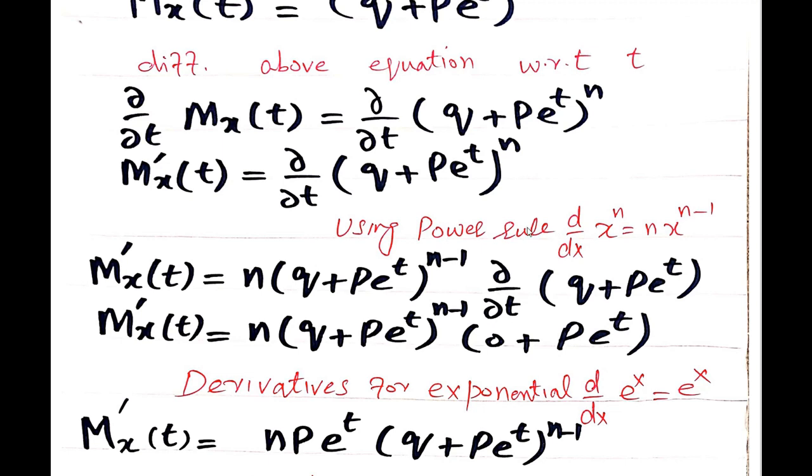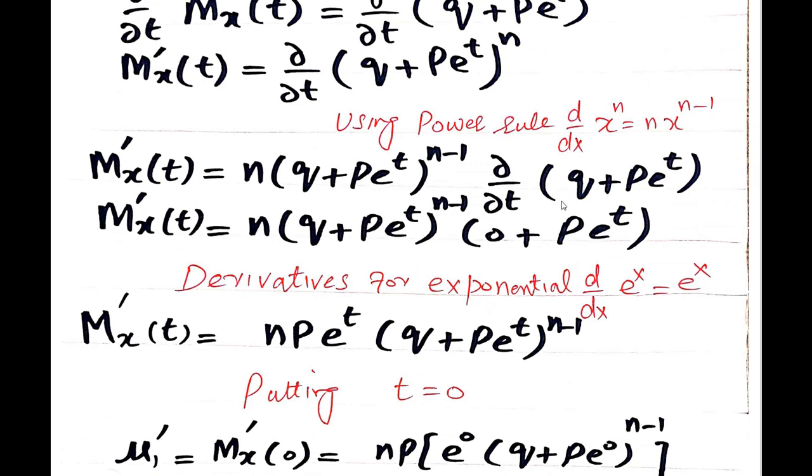So using the power rule. What is the power rule? When we take the derivative of any variable x power n, it is equal to n x power n minus 1. So when we use the power rule here, take n here and then (q+pe^t) power n minus 1. One power decreases here, and again the derivative of the inner expression.